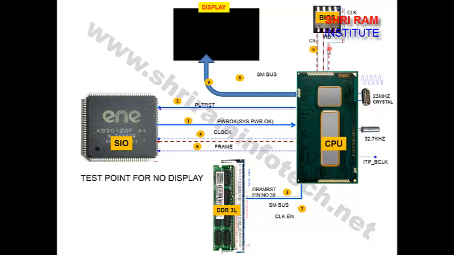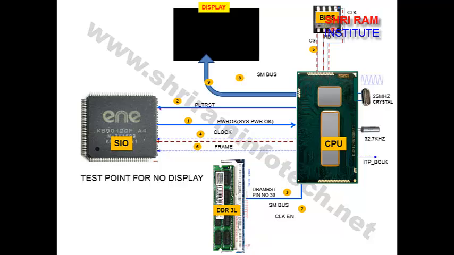Then you have to check pin number 2. The signal name is called read. This signal comes from the BIOS toward the CPU. The CPU reads the BIOS. Connect the oscilloscope here and you will find some pulses. If these pulses are not coming, then the possibility is the BIOS chip is bad. So you have to check that. And if the pulses are coming, then you can still try to flash the BIOS and recheck whether display is coming or not.